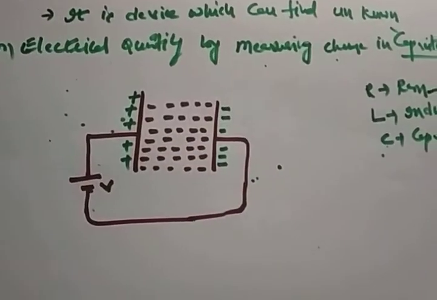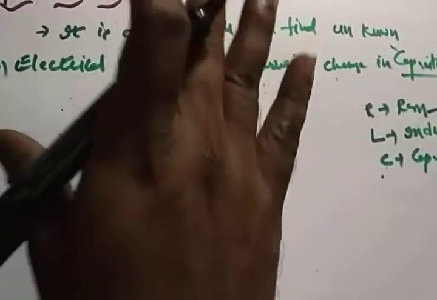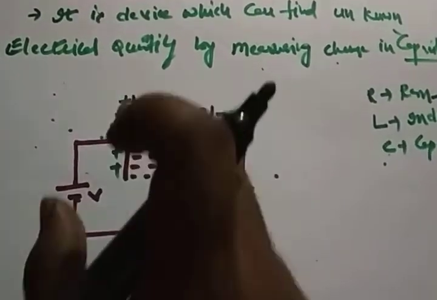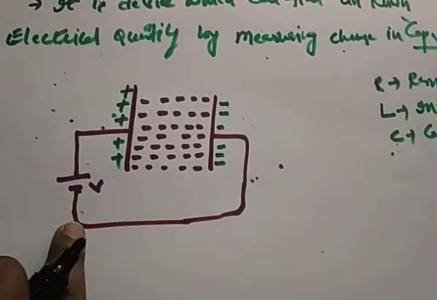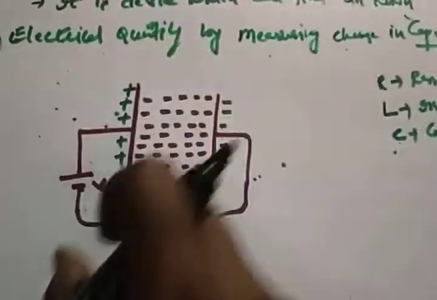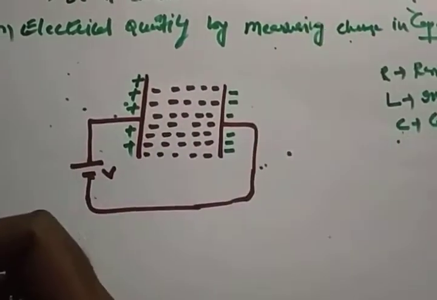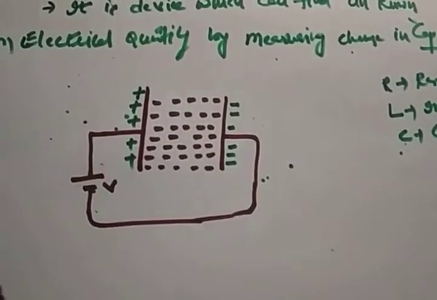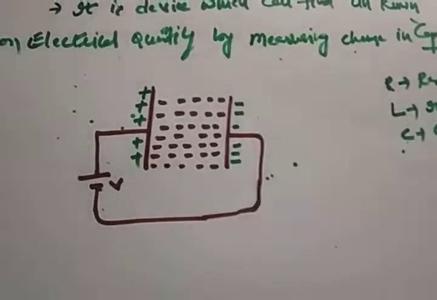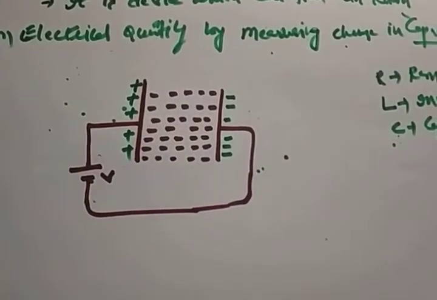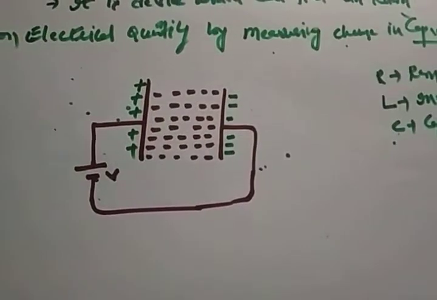So capacity means how much electrical energy is stored in the system. A capacitor can store energy in the form of an electric field. If you apply a voltage, it stores the energy in the form of charge, and charge is nothing but the electric field. So this is the definition of capacitance. That much capacity means that much electrical energy it can store.